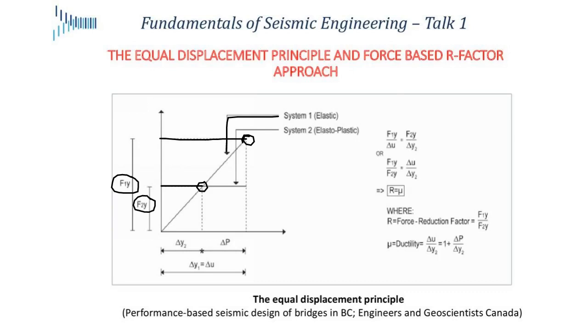Now, we've done lots of analyses, lots of nonlinear analyses, and people have seen that for a certain period range, and this is particularly true for bridges, from 0.5, 0.6 seconds and up, the equal displacement principle generally holds. So whether I design this bridge or this structure for this force level F1y or design it for F2y, my total displacement demand is going to be this much, which is delta U.